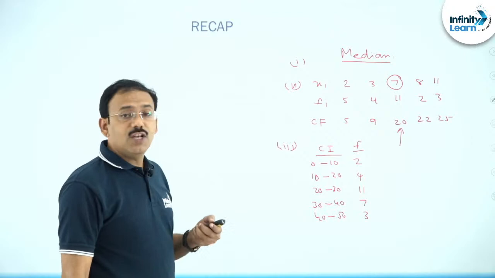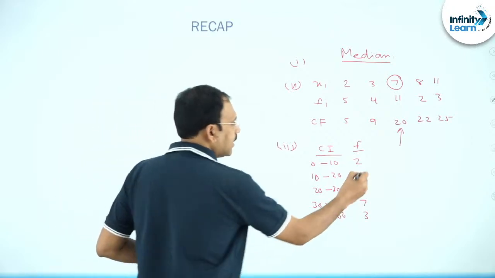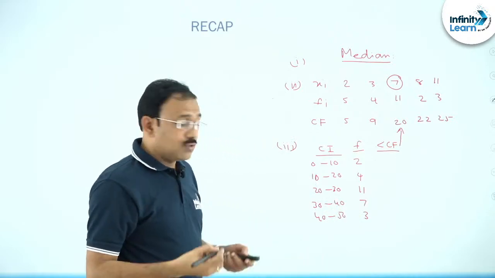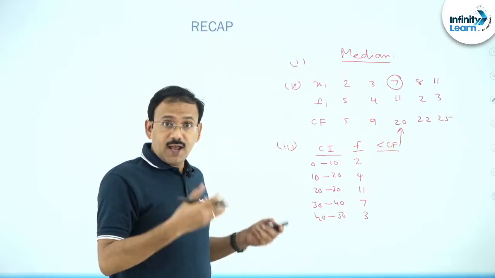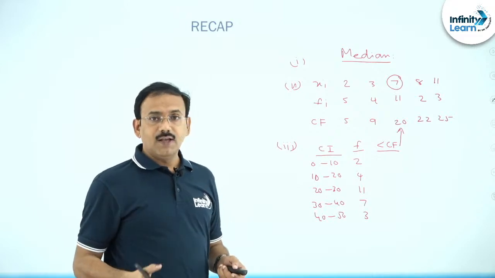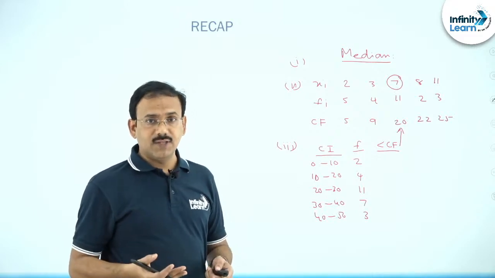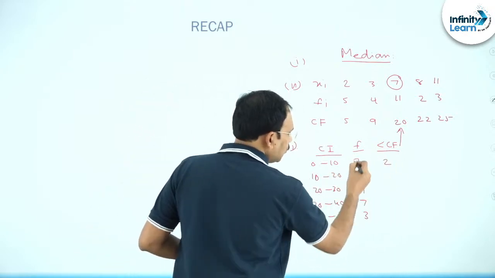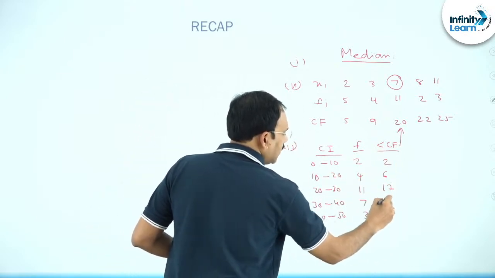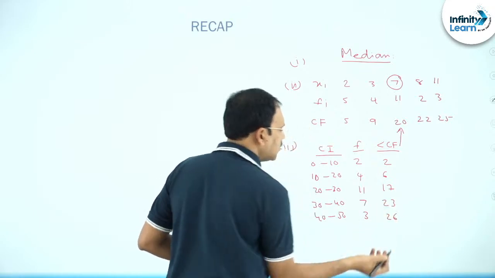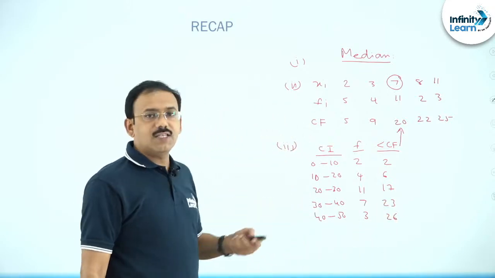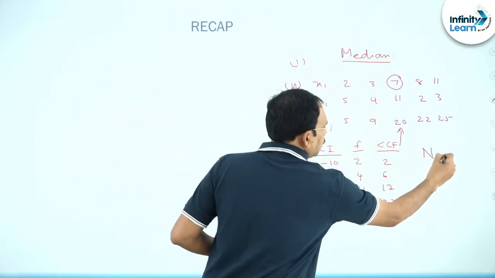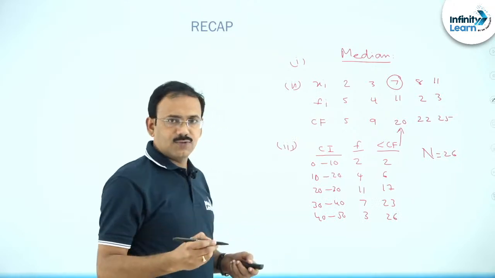So what you need to do is the less than cumulative frequency. You can do this in less than 1 minute. Some people feel that a table means we have to write for a long time and it is a waste of time, but in fact you can write very fast. See, the cumulative frequency 2, 6, 17, 23, 26 you can take. There are 26 members in total, so we say n is equal to 26, dear students.